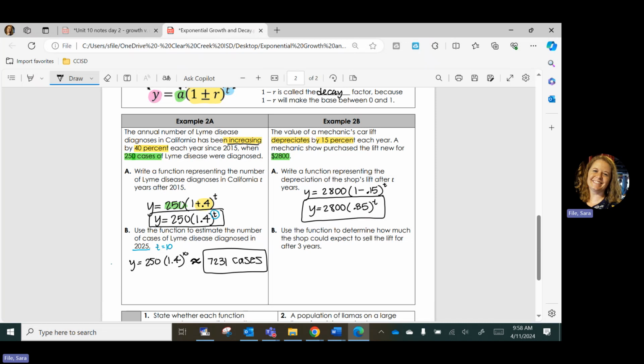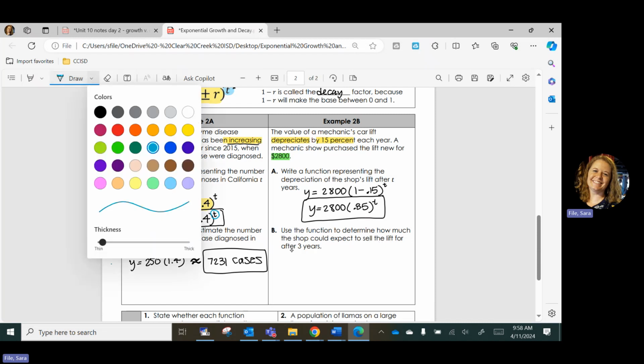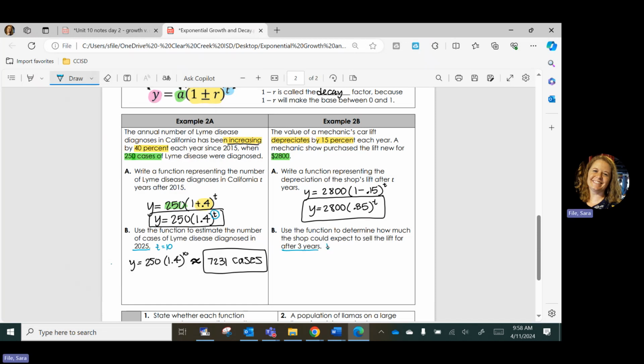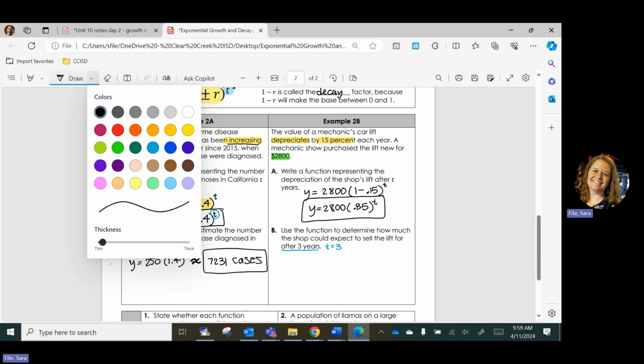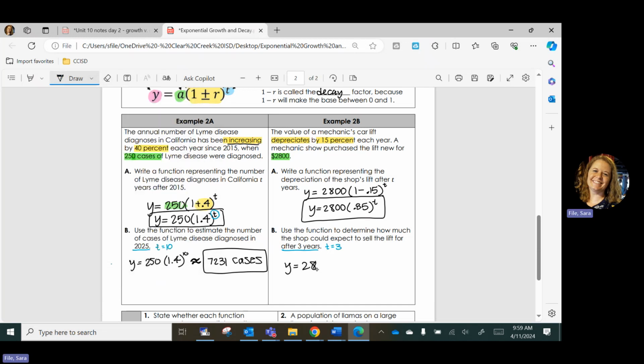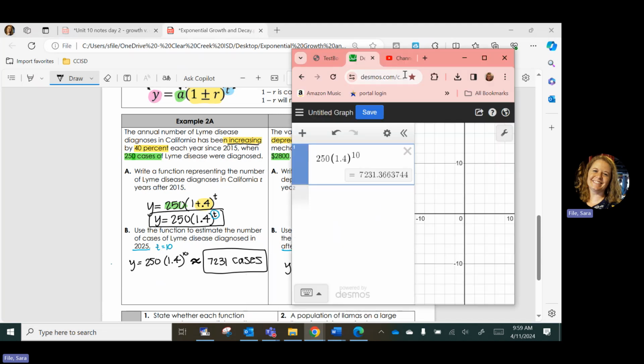Now in B, it wants us to use that to determine how much the shop could expect to sell the lift for after 3 years. So that piece right there is telling us to plug in a 3 for T. So when I do that, I'm going to have my equation that we just came up with and plug in a 3 for T, and then the calculator is just going to pop that out for us. We don't have to do that by hand.